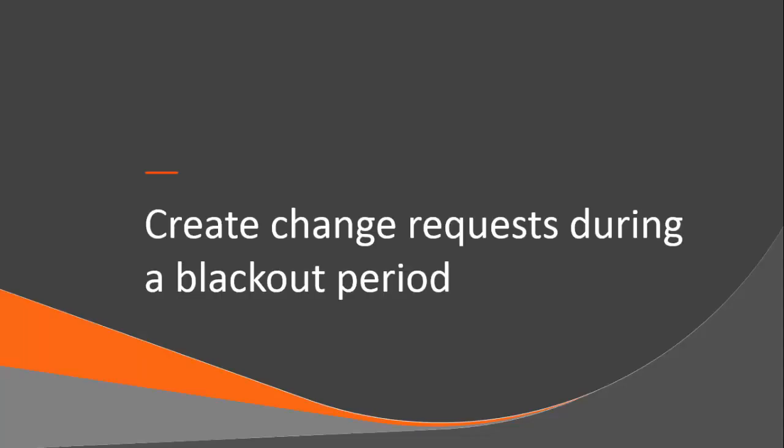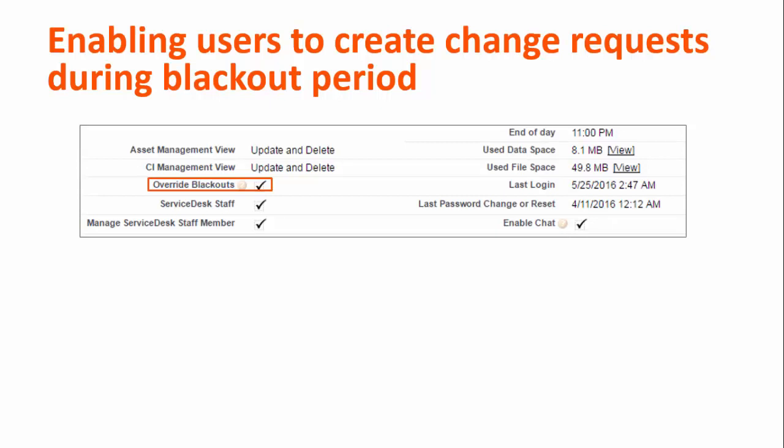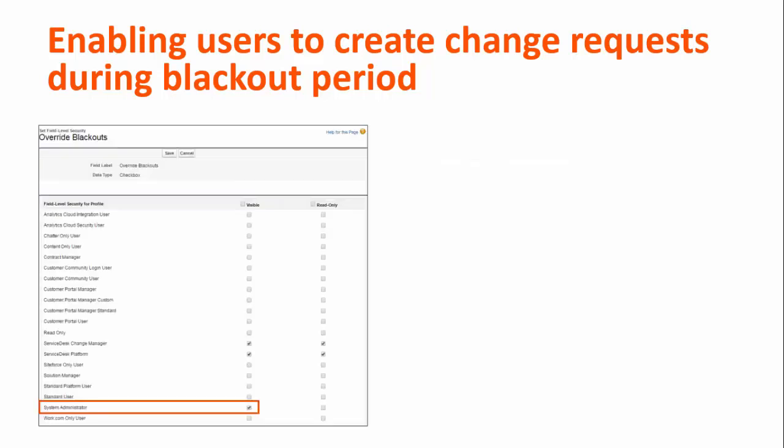You can now create a change request during blackout periods and notify the change manager about it. To enable users to create change requests during a blackout period, system administrators must enable the override blackout setting for each user. This checkbox is not available on the users page by default. First, assign the checkbox to the page layout. Also ensure that you provide field level permission to this field to the users of the system administrator profile. For that purpose, go to Setup, Customize, Users, Fields.